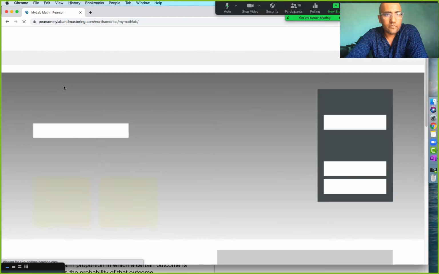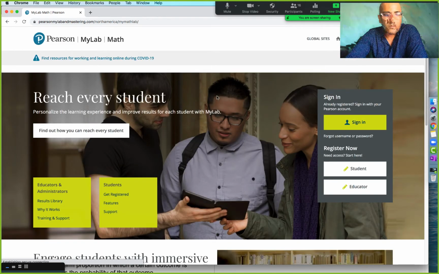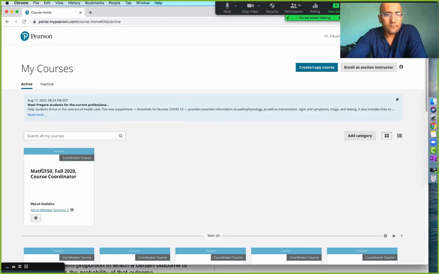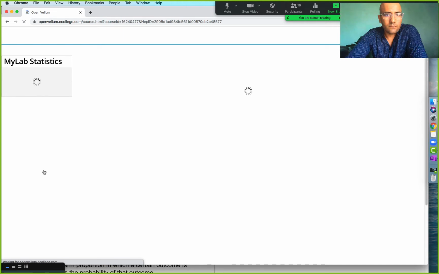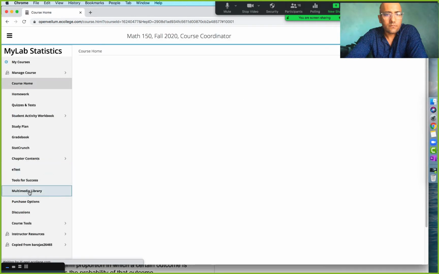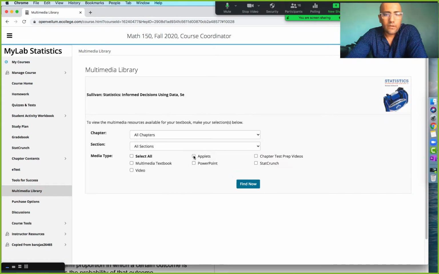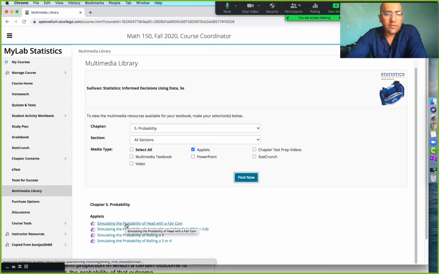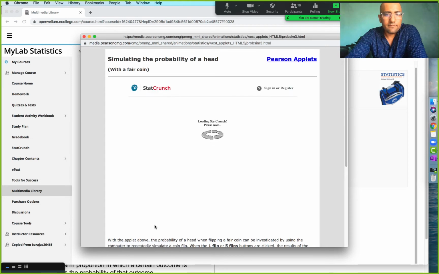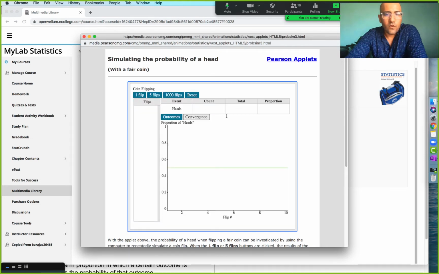Everything's super slow, so I hope it works. Go to multimedia library, and you're going to go to applets right in there, and then you're going to hit chapter 5, applets. And we're going to use this one that says simulating the probability of heads with a fair coin. Okay, so let's click that. Oh, good. Okay, looks like it's worked.